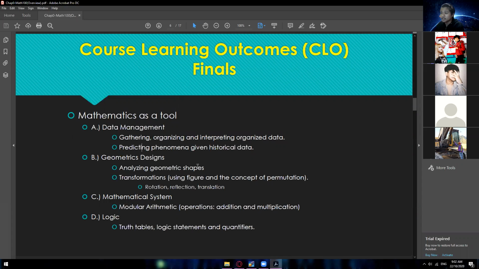Okay, next one is geometric designs. We'll analyze geometric shapes, transformations using figure and the concept of permutation, like rotation, reflection, and then translation. And then for mathematical system, modular arithmetic, like addition and then multiplication. And then lastly, we have here the truth table or the logic statements and quantifiers.